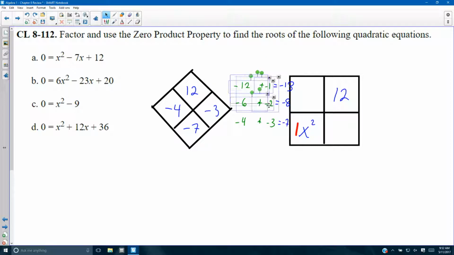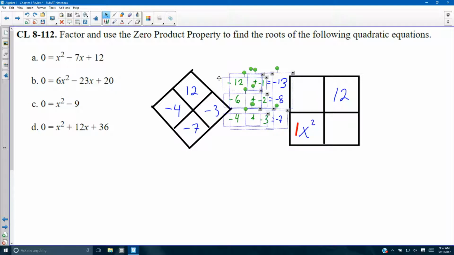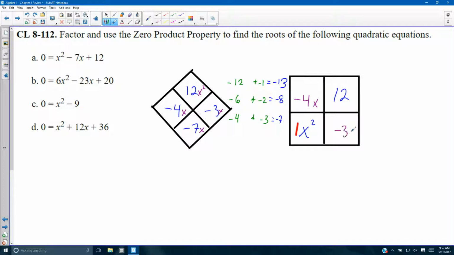Now, one thing that I'm missing in my diamond that I probably should be doing, but otherwise it takes a little too much to say. This isn't just 1 times 12. This is 1x squared times 12, which gives me 12x squared here. And this isn't just -7, it's -7x. So technically, the two numbers that add to become -7x are -4x and -3x. -4x times -3x is +12x squared, because x times x. So the true numbers that actually go in here are -7x, -4x, and -3x.